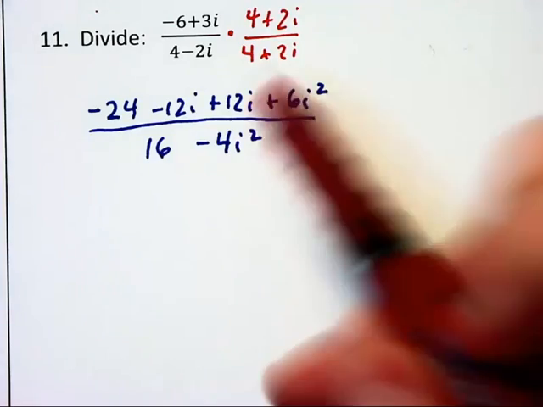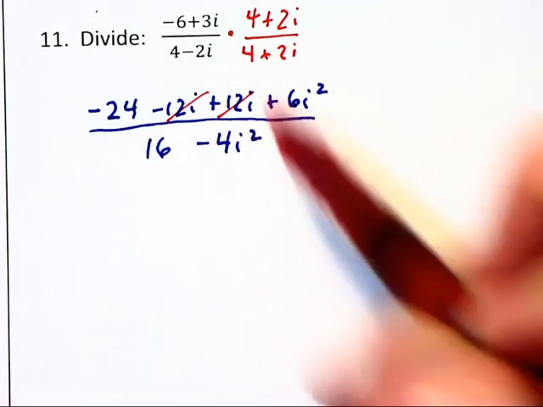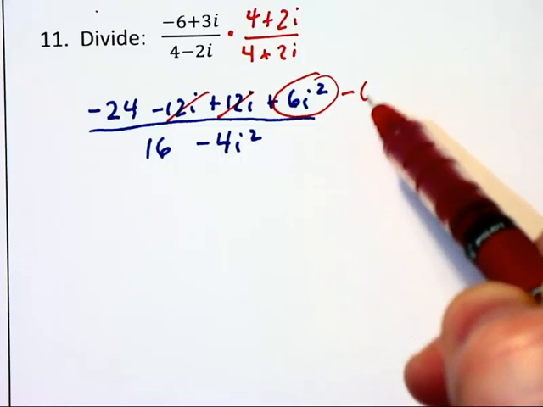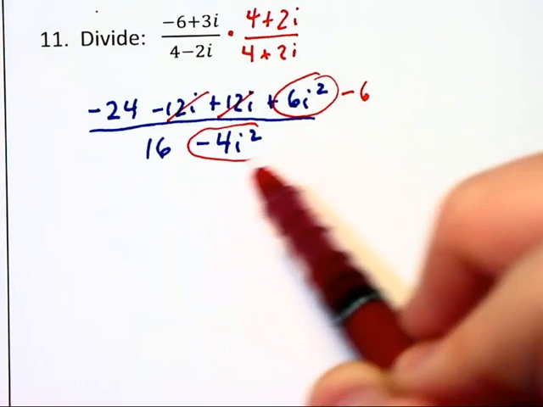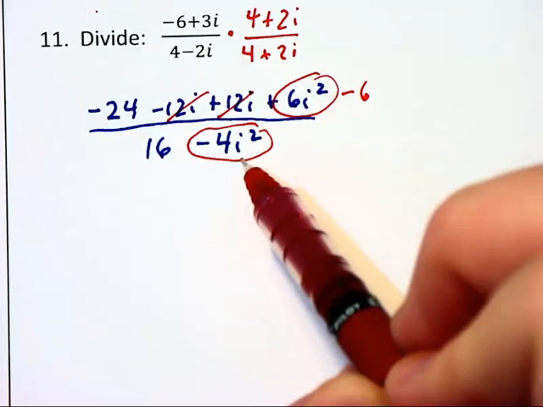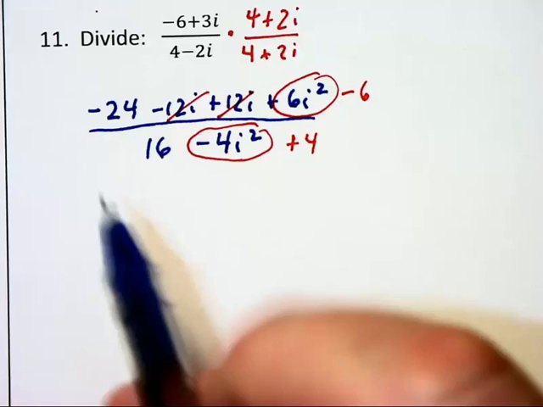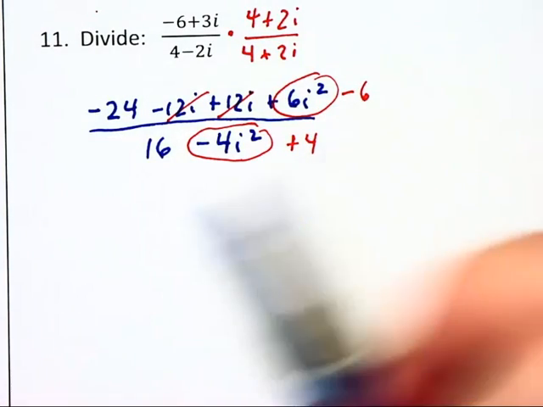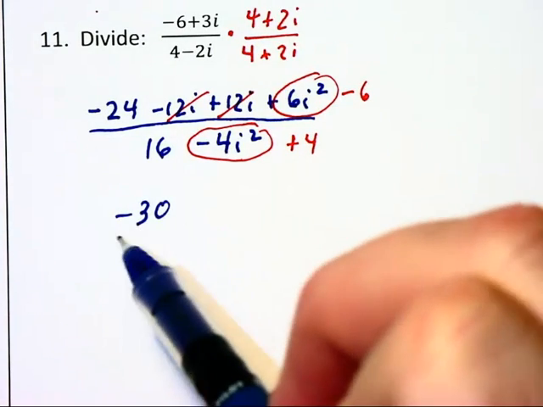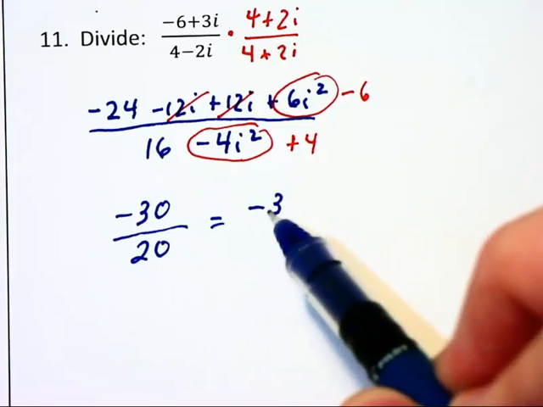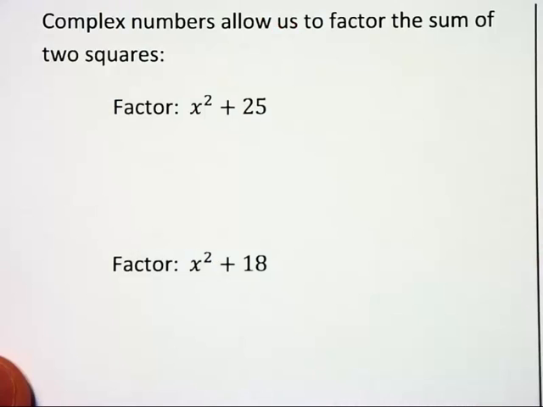Now, I notice in the numerator, my 12i's will cancel each other out. This 6i squared is a 6 times negative 1, so that's really a minus 6. And this minus 4i squared is a negative 4 times a negative 1, so it's really a plus 4. So up in the numerator we have negative 24 minus 6, which is negative 30, and the denominator becomes 20, and so that will reduce to negative 3/2.